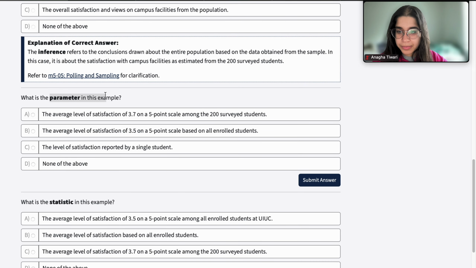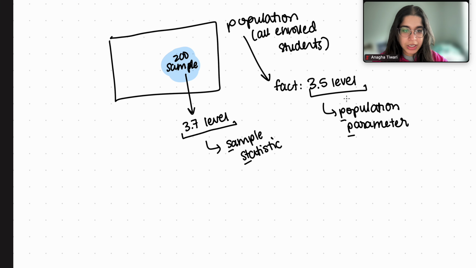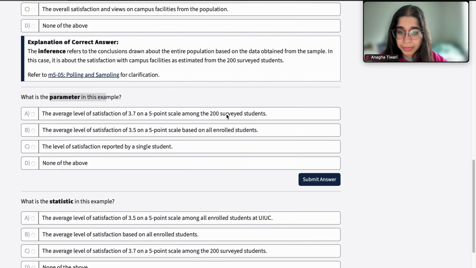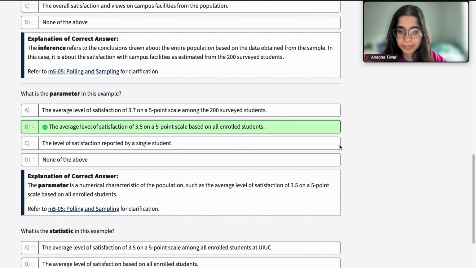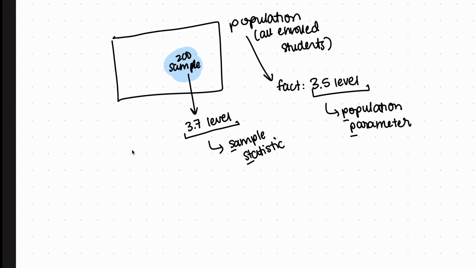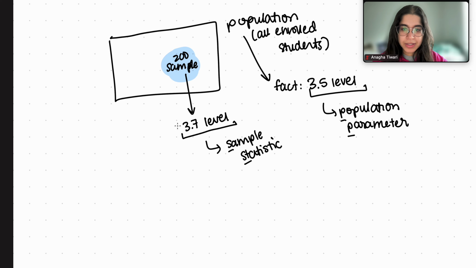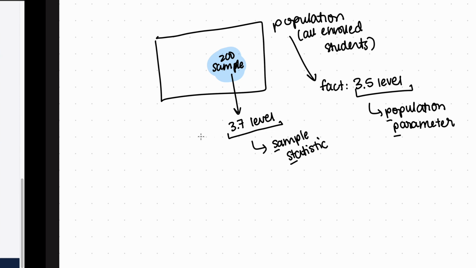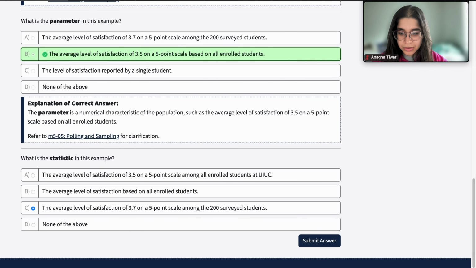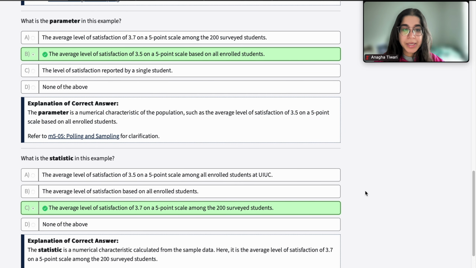And then what is a parameter? We already discussed that the 3.5 level was the population parameter. That's a fact about the population that we know. And what is a statistic? The sample statistic was the 3.7 level from the 200 student sample. That is a numerical fact that we can derive from the sample that we chose.